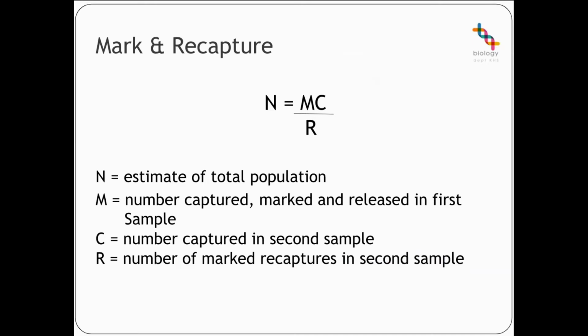Now, we do make several assumptions when we are using that particular equation. First of all, we are assuming that all individuals have an equal chance of capture, that there's no immigration or emigration during the sample time, and that the sampling methods used each time are identical.